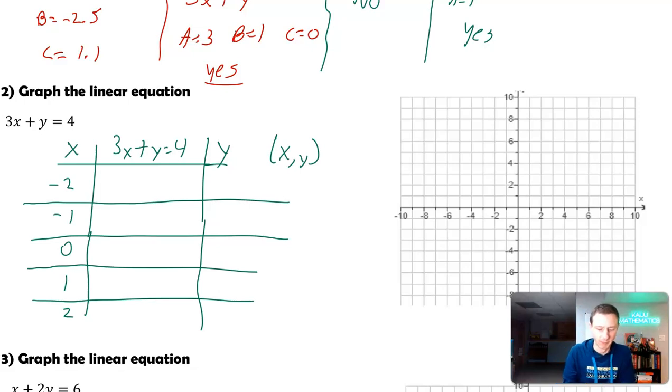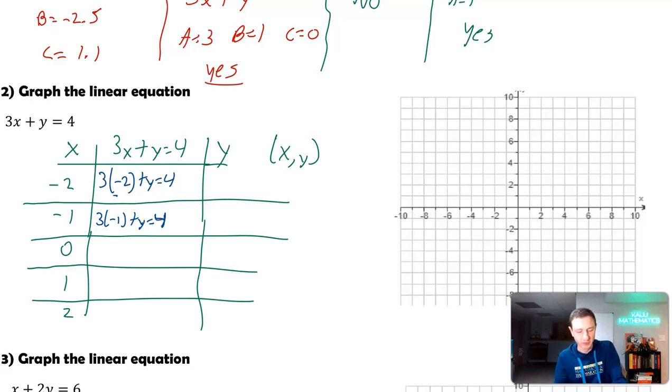And then from here, it's just taking these x values, plugging them in for x, so I'll have 3 times -2 plus y equal to 4, and then I'll have 3 times -1 plus y equal to 4, and then we're just solving for y on all these. So on the first one, 3 times -2 is -6, plus y equals 4. Didn't give myself enough room to write. Plus 6, y is equal to 10. So the y value here is 10, meaning our ordered pair would be -2, 10. And I would take that ordered pair, plot it on the graph. So -2, 10 would be right here.